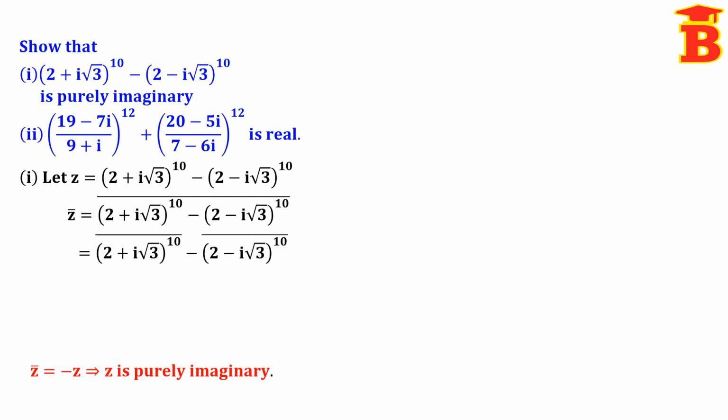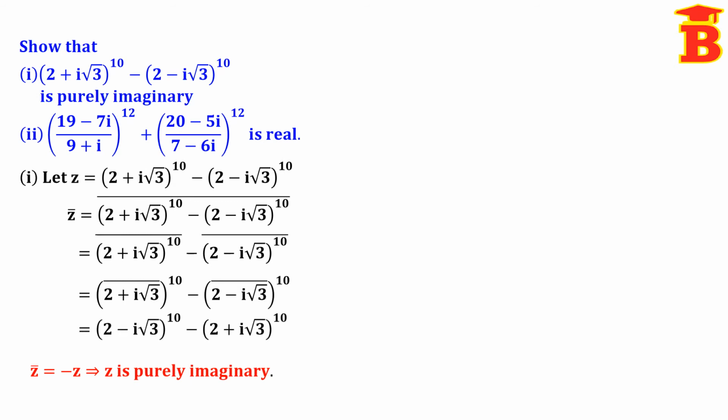And again by using the property, this whole power number we can take conjugate whole power 10. So this is by using Z power n whole bar is Z bar whole power n. So this is 2 plus i root 3 bar whole power 10. Similarly here also 2 minus i root 3 bar whole power 10. Now using bar, just change the sign of i, so we get 2 minus i root 3 whole power 10 minus 2 plus i root 3 whole power 10.